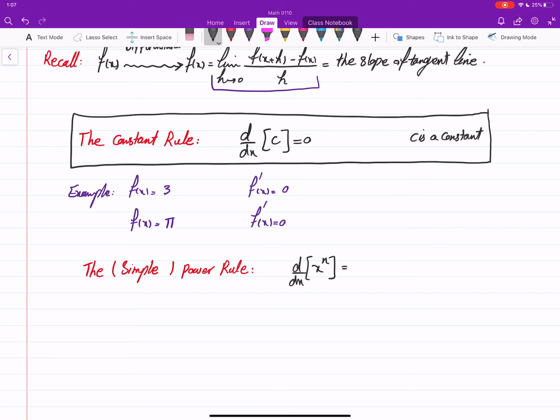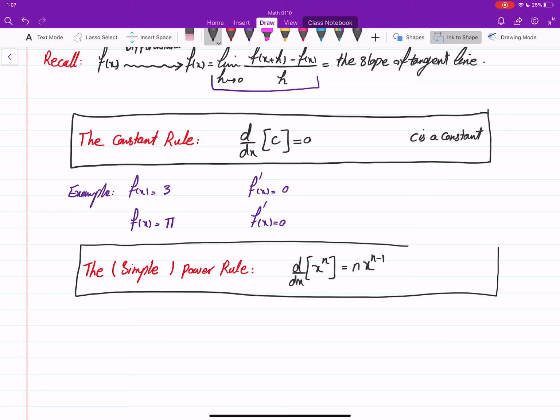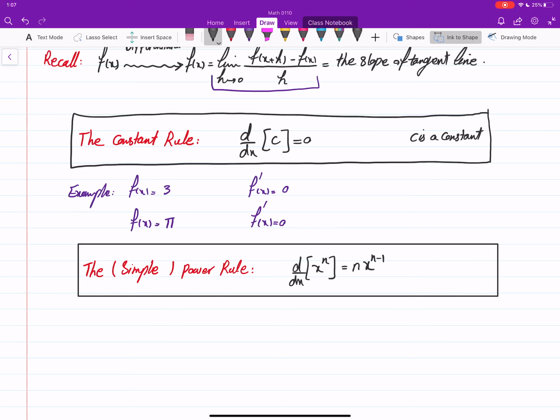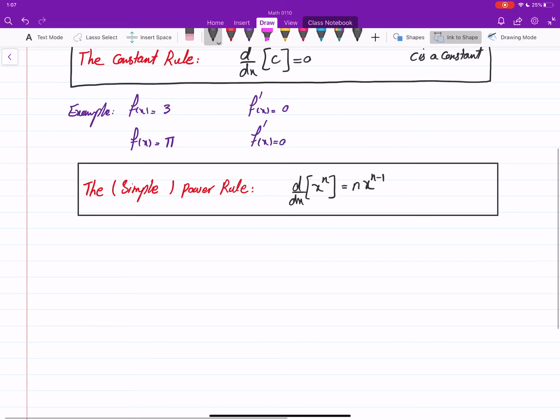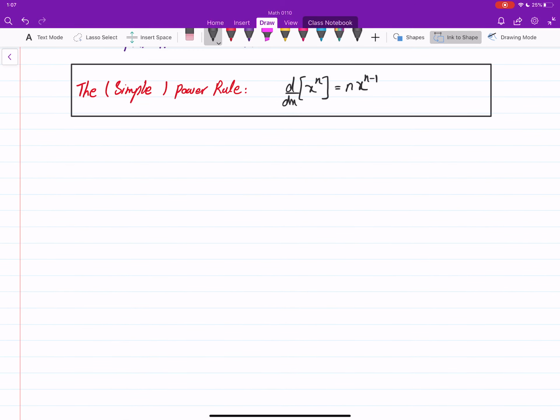The power you see there will become a constant multiple, then x to the power n minus 1. That is the derivative of x to the power n. Let me put this one in the box. So the simple power rule says that the derivative of a function x to the power n is n x to the power n minus 1. So let us start doing some examples.